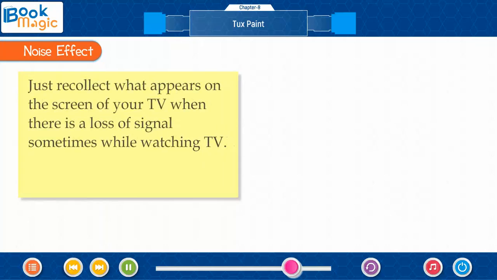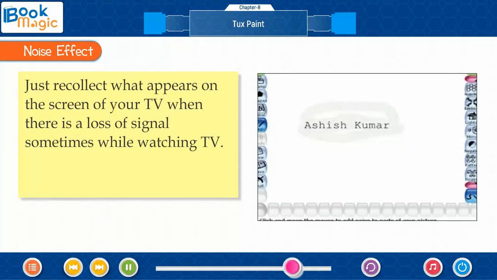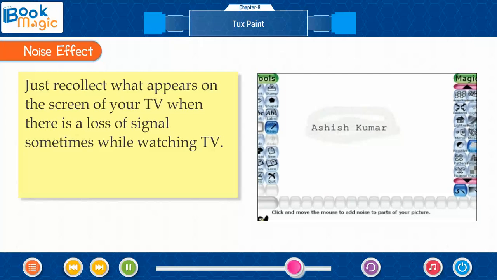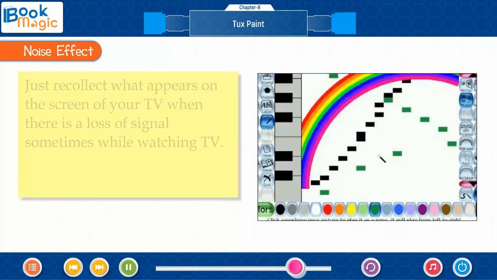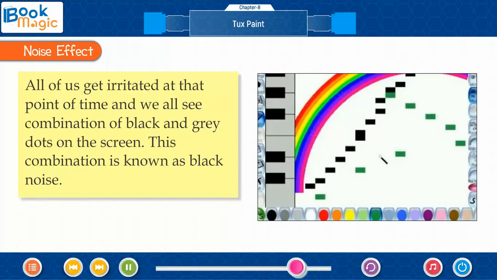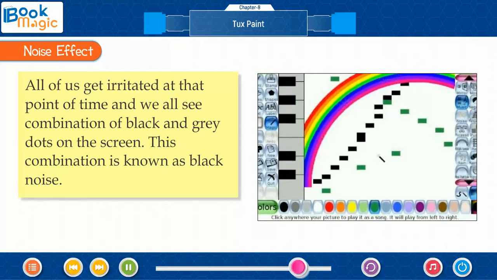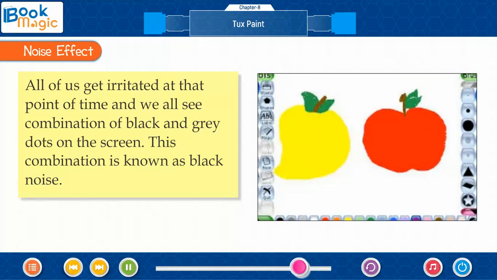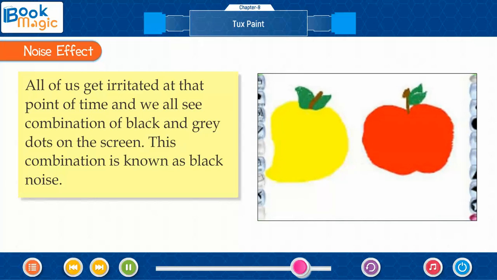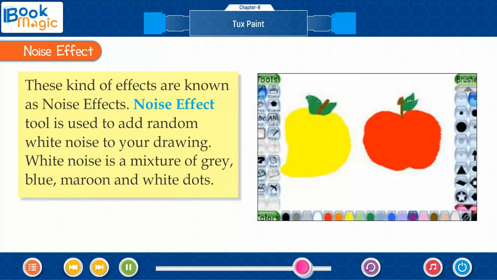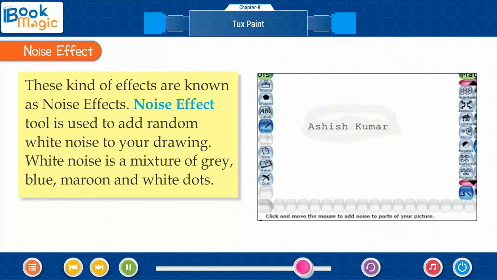Noise effect. Just recollect what appears on the screen of your TV when there is a loss of signal. Sometimes while watching TV, all of us get irritated at that point of time and we all see a combination of black and grey dots on the screen. This combination is known as black noise. These kinds of effects are known as noise effects.